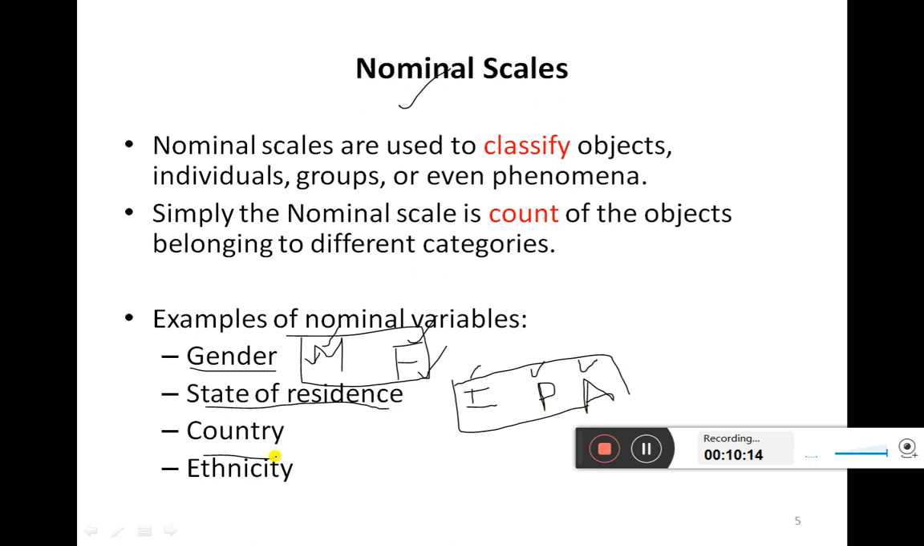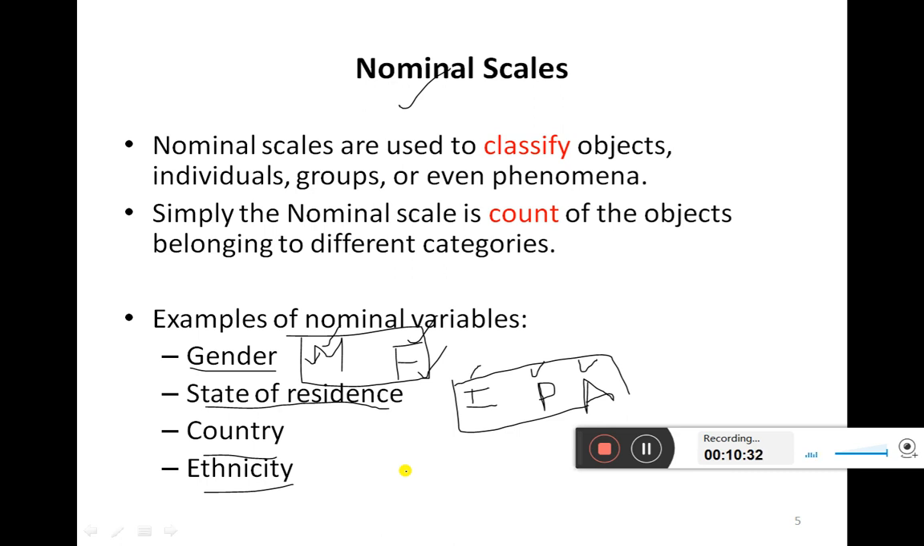Same is the case with country, same with ethnicity. For example, let's suppose I am Ahle Tashi, I am Sunni. So the person could be Hispanic, Asian, or African.